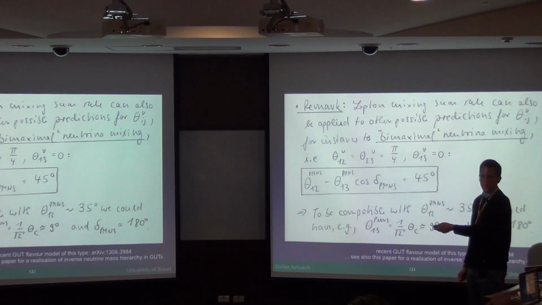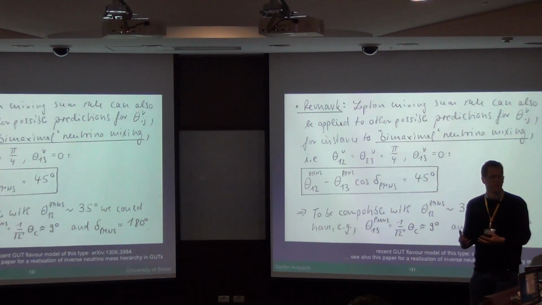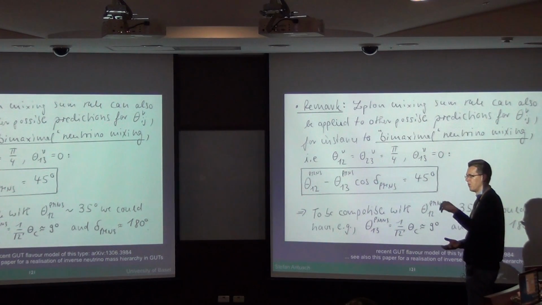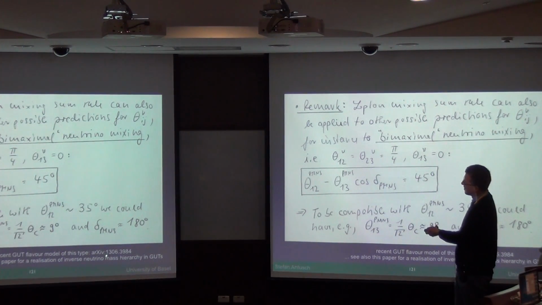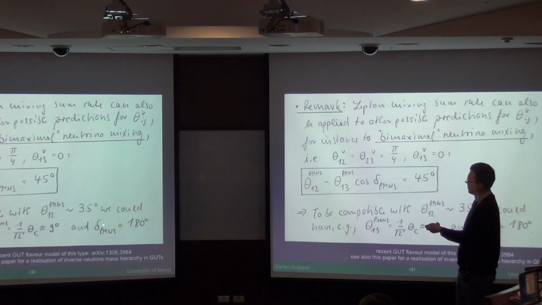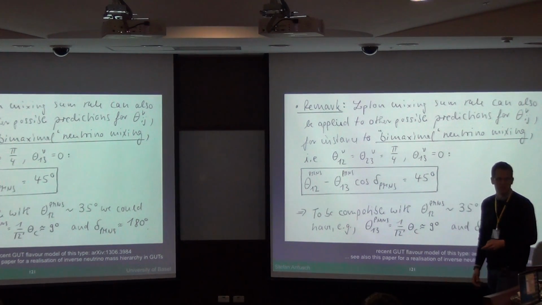So this is a second possibility, and very distinguishable when you can measure the Dirac CP phase in the future. That would be another smoking gun: if you have an inverse neutrino mass hierarchy and the Dirac CP phase at 180 degrees, such that this works. That could also be implemented nicely in the model.